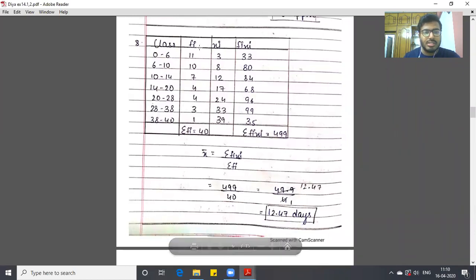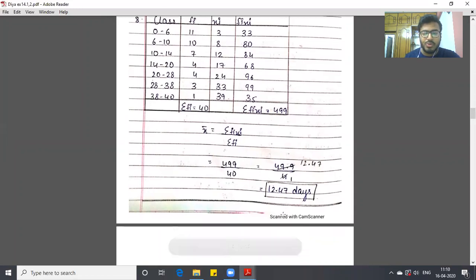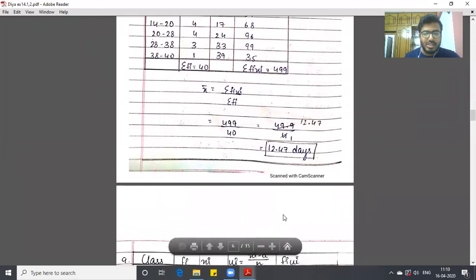So you wrote the class 0 to 6, wrote fi. After the class, for these two you found out xi, upper limit plus lower limit divided by 2. Then fi into xi: since the values are smaller, we take fi xi directly. You multiplied and added them all, and got this value. Sigma fi is 40. Then the simple way, sigma fi xi upon sigma fi, you calculate by dividing, and then you get the number of absentees. Mean absentees is 12.47 days. So that is the answer.